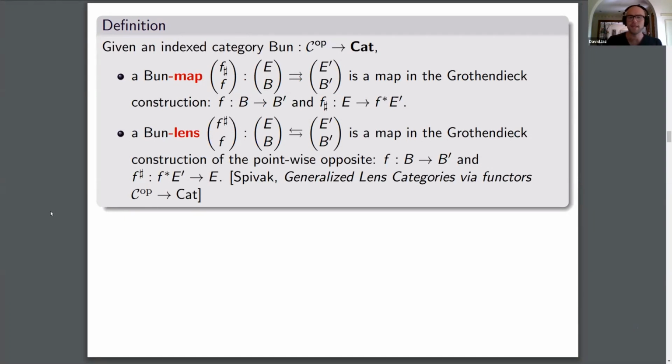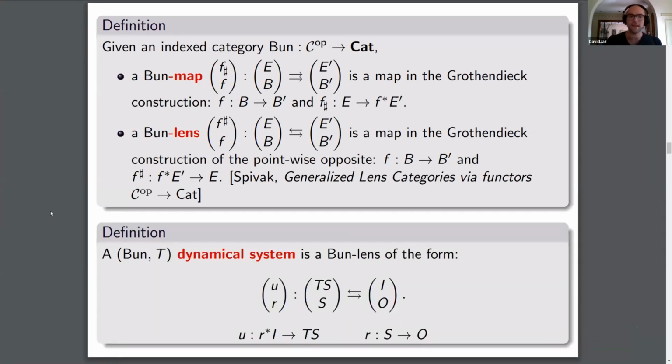But then a Bun lens or a Grothendieck lens is going to be a map in the Grothendieck construction of the pointwise opposite. So this means that the map still goes from B to B prime. But then on the other hand, the thing up top goes backwards. And this is the pass back of information. And this is really useful because this is going to let us talk about plugging in variables into parameters.